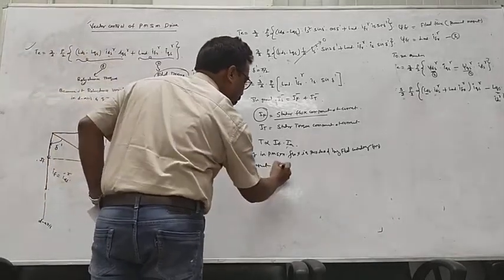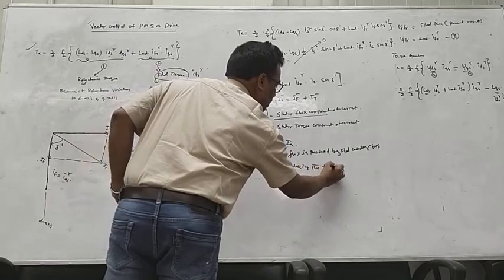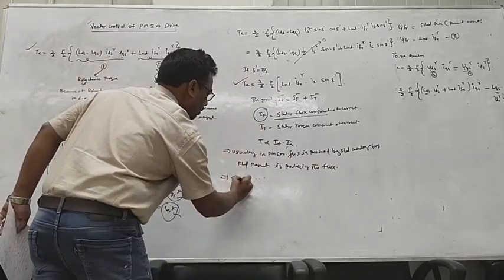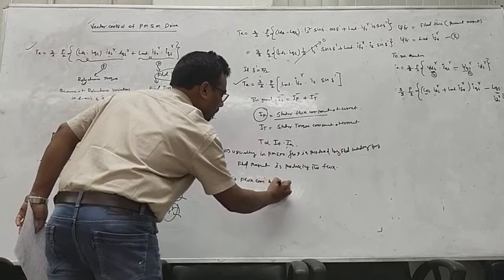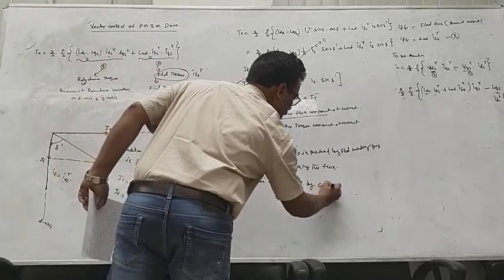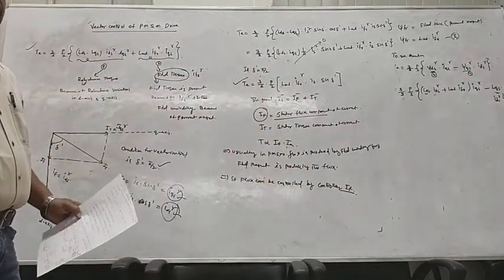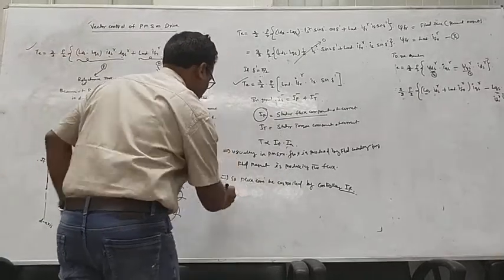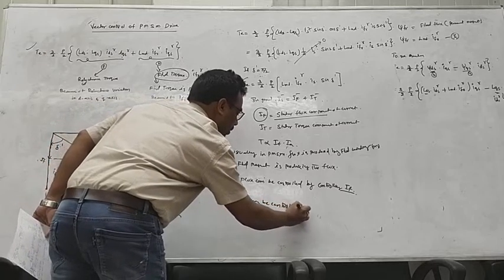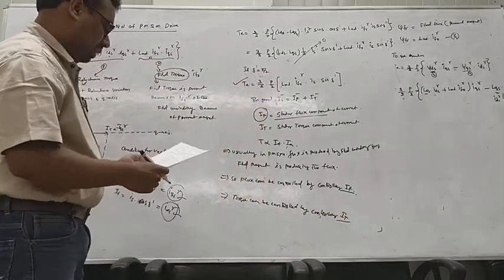The field magnet is producing the flux. So flux can be controlled by controlling the field current IF, and torque can be controlled by controlling the IT component.